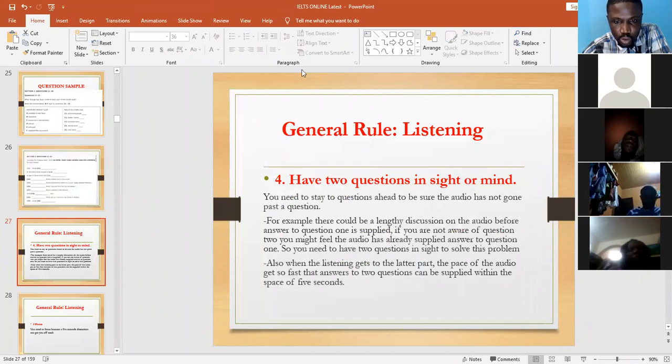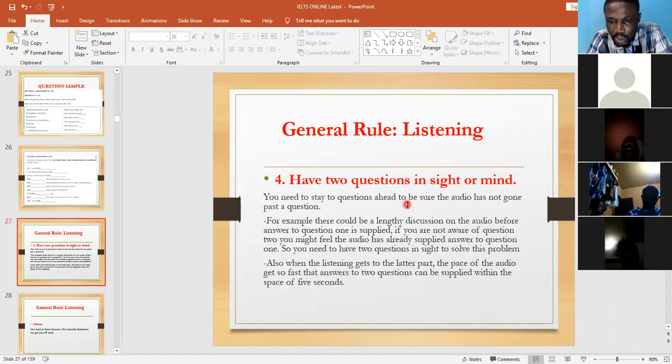So this rule number 4 is have 2 questions in sight or mind. Okay, this rule number 4 does 3 things to you. Number 1, it keeps you focused because you are on question 7 and your mind is also focusing on question 8. How can you do that? The thing there is that you need to do that.